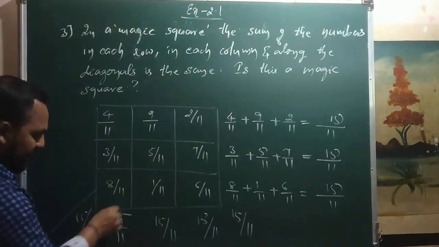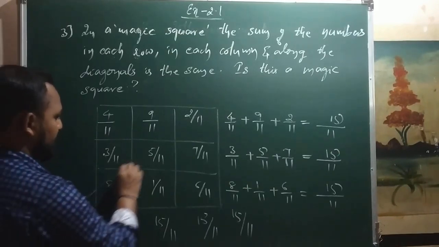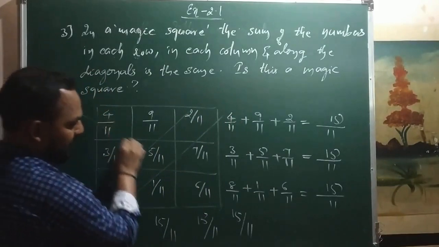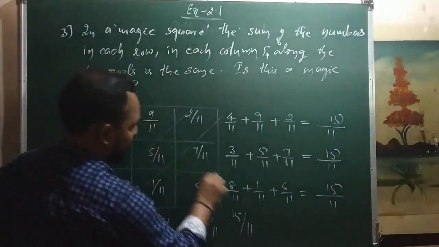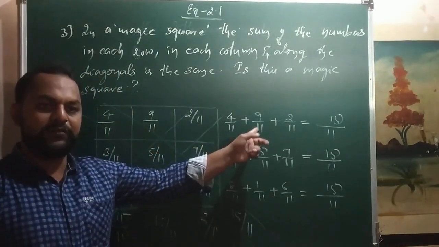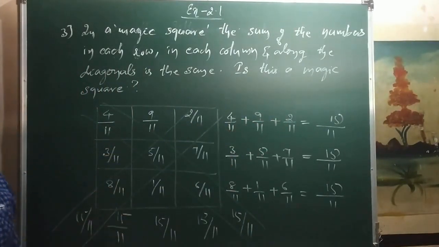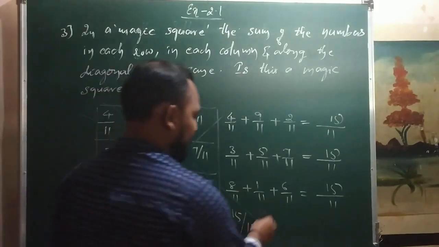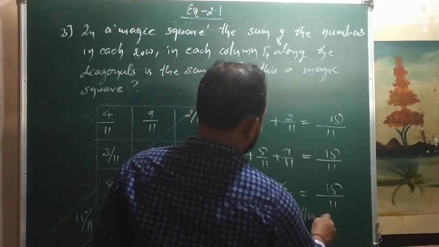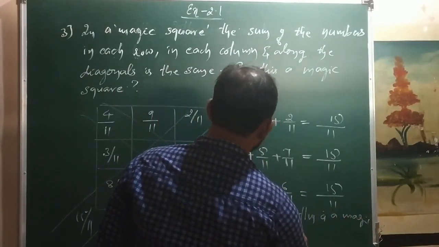Okay, the sums of the diagonals are equal. Here the diagonals are 15 by 11. Okay, the sum of the rows is 15 by 11, and the sum of the columns is 15 by 11. Yes, then this is a magic square.